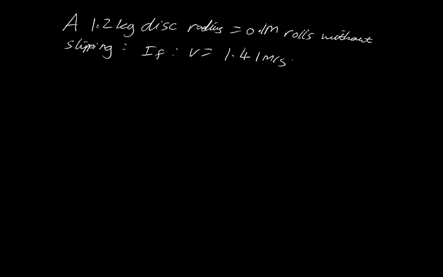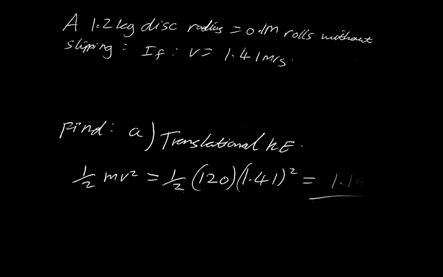So we've got our 1.2 kilogram disc, and it's 0.1 meters across. Well, its radius is 0.1 meters. Its velocity is 1.41 meters per second. The translational kinetic energy, this is the energy with which it's moving from the left to the right, will just be half mv squared. So that's half the mass times the velocity squared, and will give us 1.19 joules.